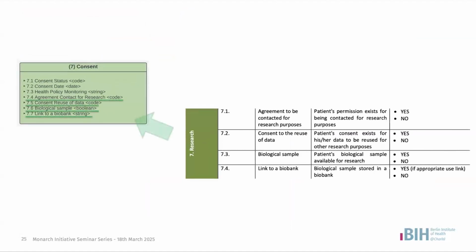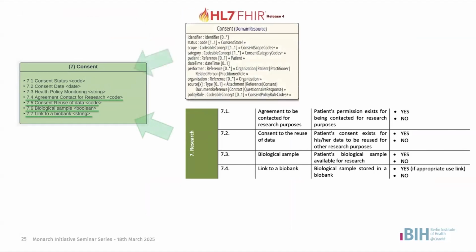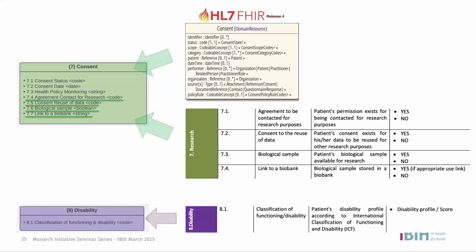The consent resource is not very important for phenopackets, but for registries especially. So we have the elements agreement, for example, for contact and so on. We have them within 7.4 to 7.7. And to feed the consent resource, we added 7.1 to 7.3, the status data and health policy monitoring, because they are obliged to create this resource. And of course, the disability code as ICF as the last section of the European core data set.